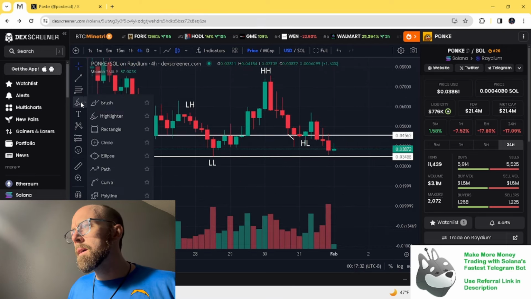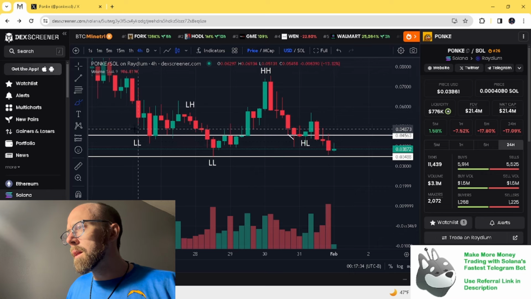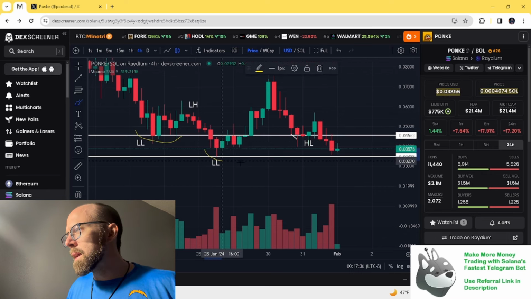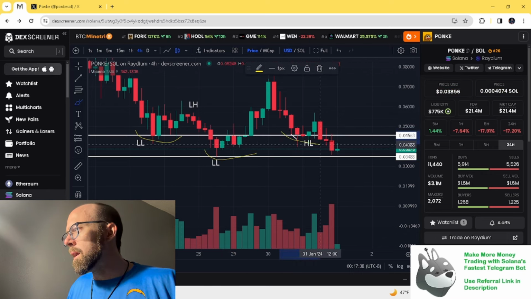So I thought it was going to do a clean inverse head and shoulders. I think I drew that out in yesterday's video. I still think it's going to be inverse head and shoulders. It's just a little bit uglier than I would like it to be.